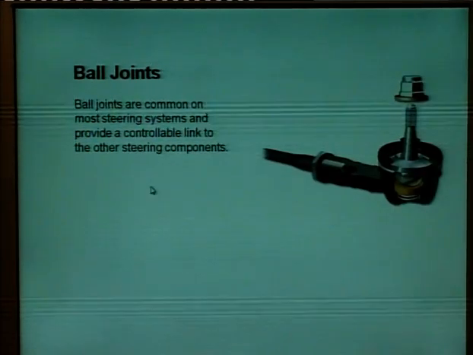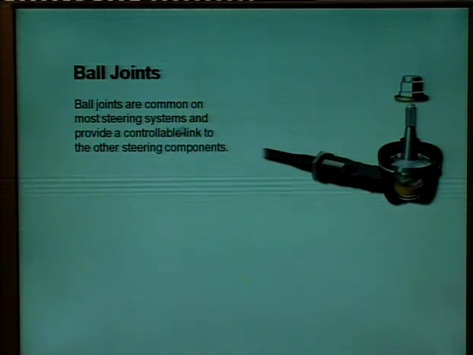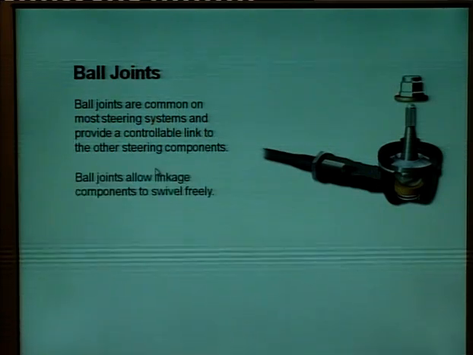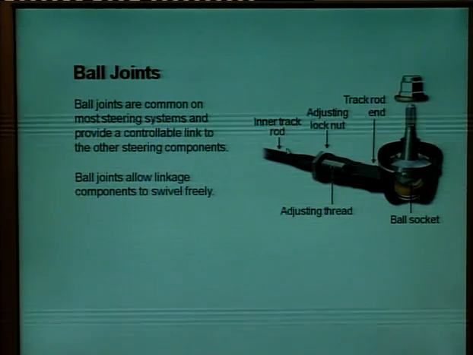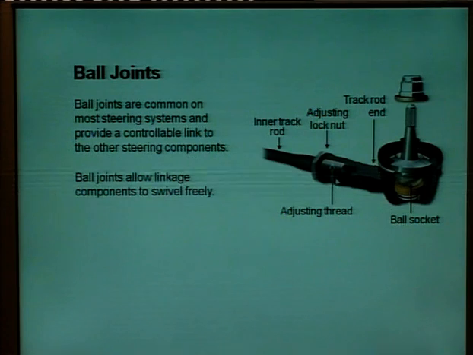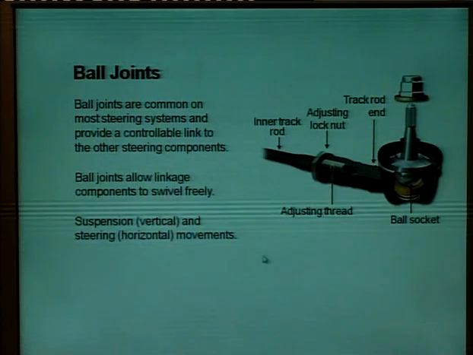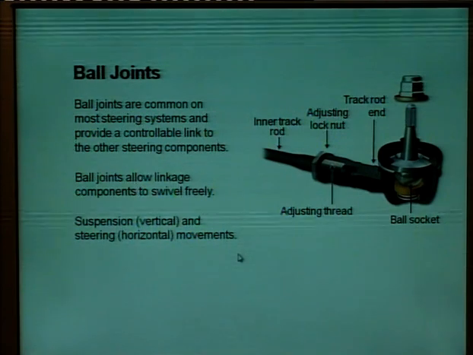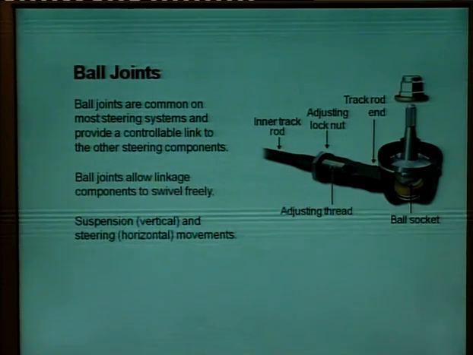So, sometimes these ball joints are used. Ball joints are commonly used on most steering systems and provide a controllable link to the other steering components. Ball joints allow linkage components to swivel freely. This is the inner track rod, this is the adjusting lock nut, this is the track rod end, this is the adjusting thread, this is the ball socket. Suspension and steering: suspension is vertical and steering is horizontal movements. So, the suspension system controls the vertical movements, and the steering system controls the horizontal movements.